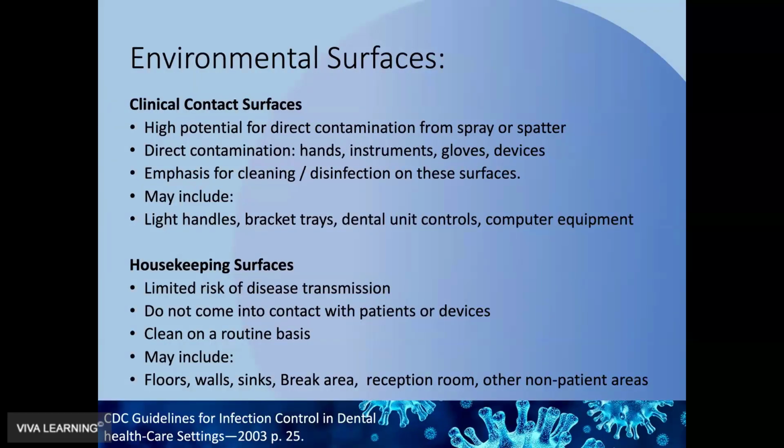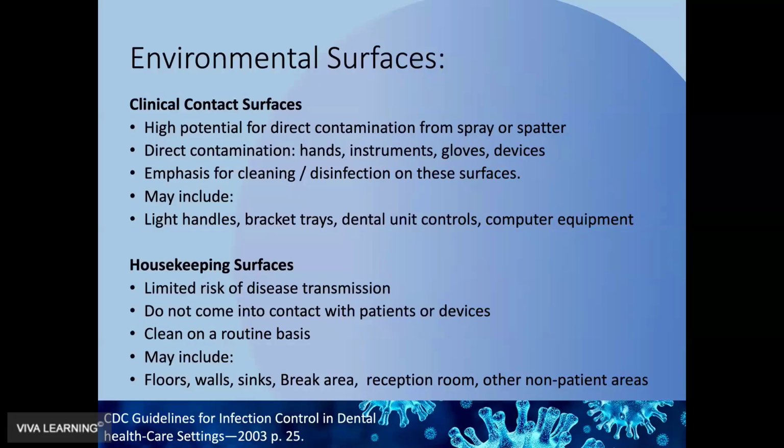So there are two main surfaces in the operatory. The first is a clinical contact surface, and the second is a housekeeping surface. Clinical contact surfaces provide a potential contamination from spray or spatter, as I already talked about, and direct contamination from your clinical personnel's hands, instruments, gloves, devices, and your emphasis for cleaning and disinfection should be on these surfaces. Some examples may include the light handle of your dental unit, bracket trays, the dental unit controls, computer equipment, or maybe your x-ray control panel as well.